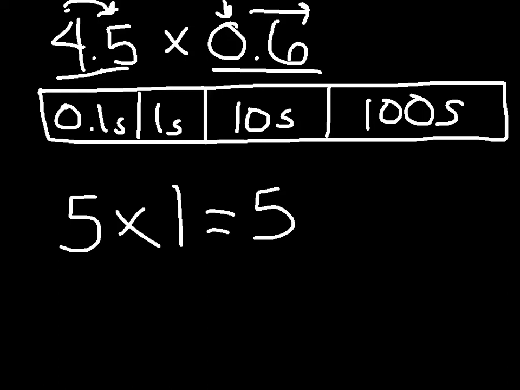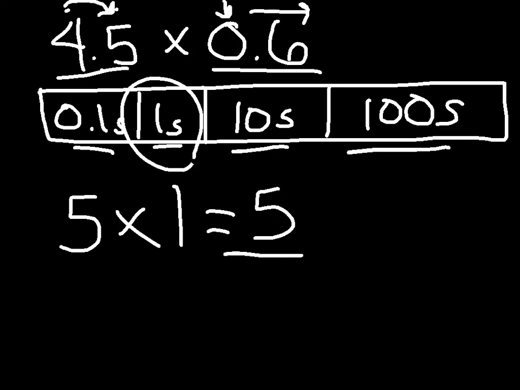Our boxes, which have changed a little bit, you probably notice, now are the tenths, the ones, the tens, and hundreds. We ended up with an answer of 5, which is in the ones place, so we're going to circle ones. We know that if we were to actually solve this real problem, 4.5 times 0.6, our final answer should be in the ones.